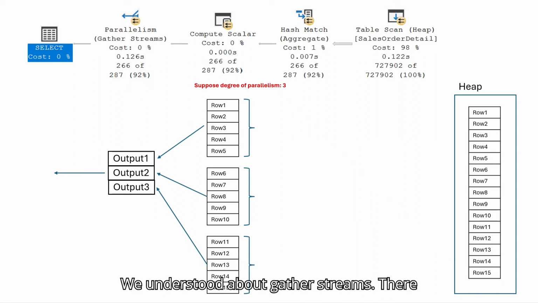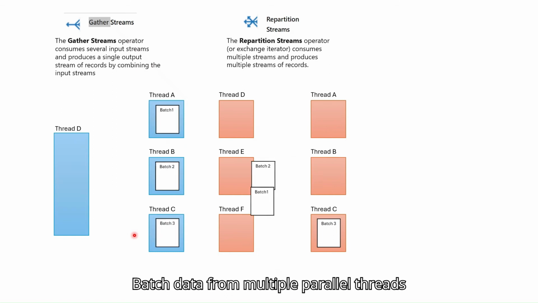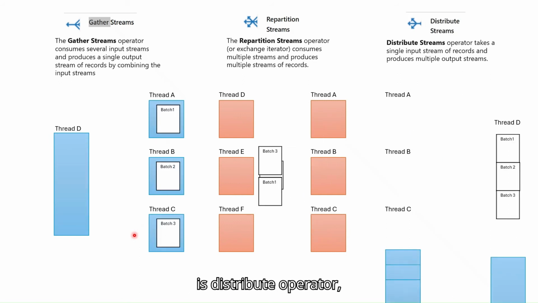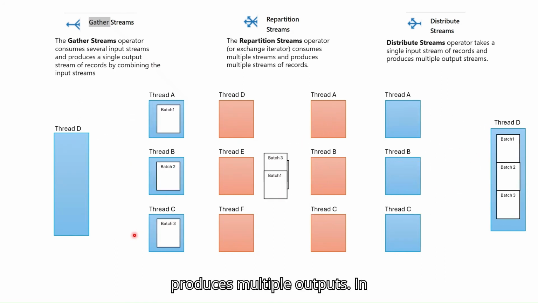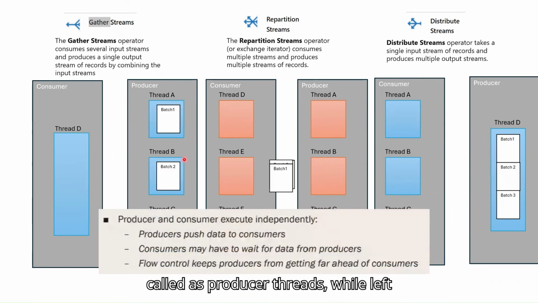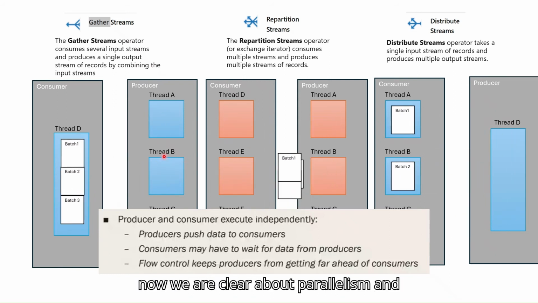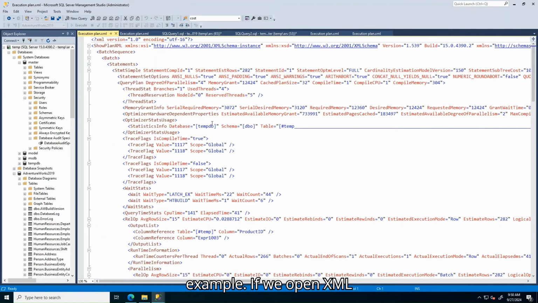We understood about gather streams. There are other parallelism operators. First, repartition streams. In the stream, batch data from multiple parallel threads are consumed and distributed to another parallel threads. Last one is distribute streams operator, where operator takes single input and produces multiple outputs. In parallelism, these right side threads are called producer threads, while left side are consumer ones. So now we are clear about parallelism and how it works. Let's continue with our example. If we open XML of the plan, we can see degree of parallelism and cost of this query.